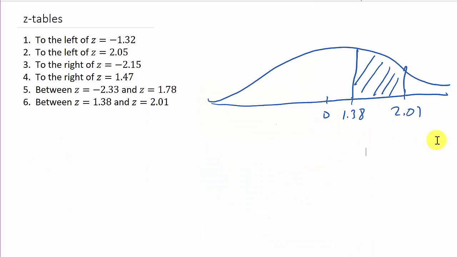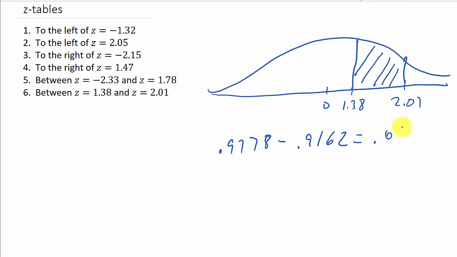Okay. All right. And so the area to the left of 2.01 is 0.9778 minus the area to the left of 1.38, which is 0.9162. When we punch that into our calculator, 0.9778 minus 0.9162 gives us 0.0616. Okay. All right, so that's the area between those two numbers.